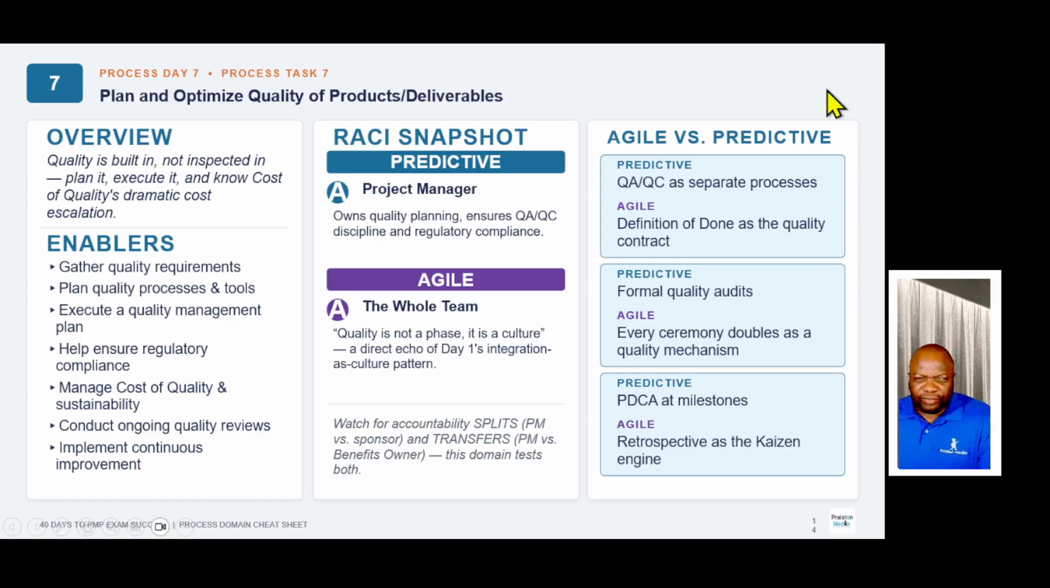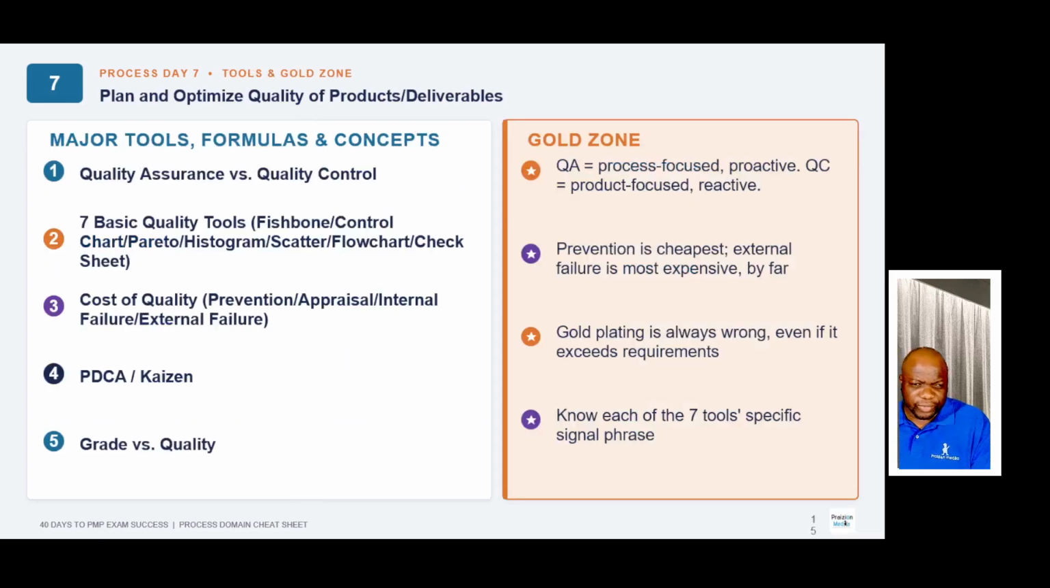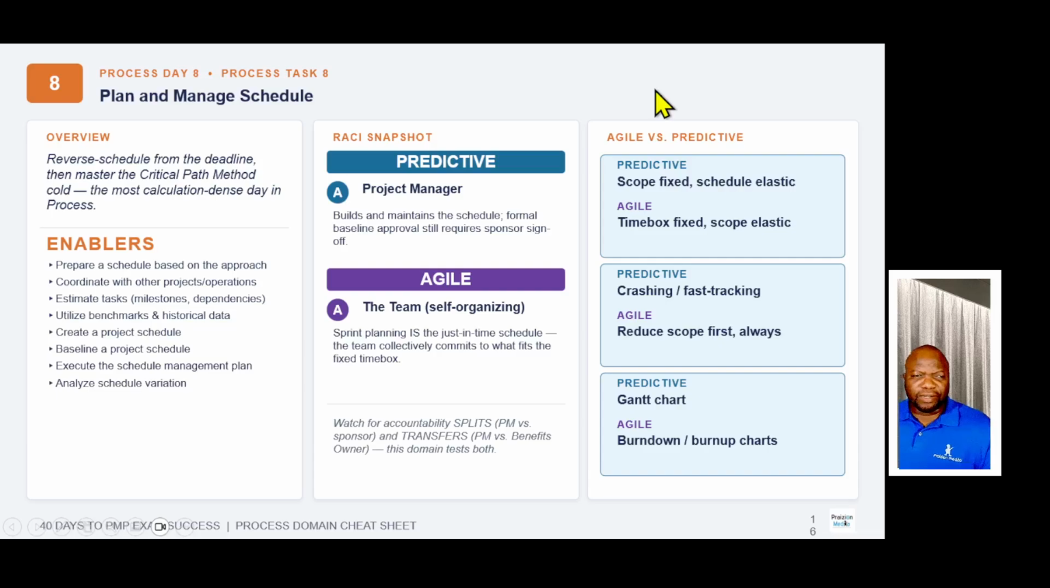Day number 7 will go into the world of quality: fitness for use, conformance to requirements, customer satisfaction. Understanding Kaizen, the cost of quality, and the definition of done could be very helpful for you. Understanding that gold plating is always wrong, even if it exceeds requirements. Understanding Plan, Do, Check, Act. Knowing a little bit about Six Sigma, what it means, what that number means, 99.9997, and understanding the implication of it.